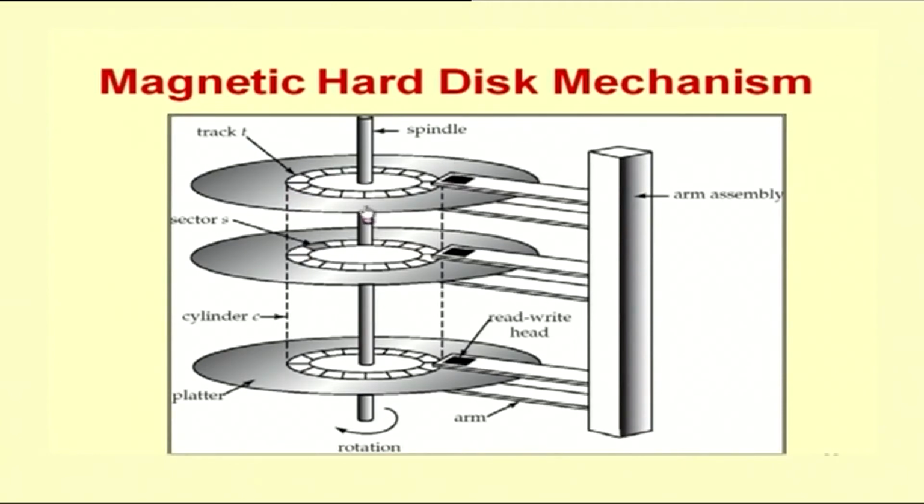So, this is the track and this is the sector. So, you have a number of tracks and each track has a number of sectors. So, this is the operation of the magnetic hard disk. Now, why are we talking about this operation?